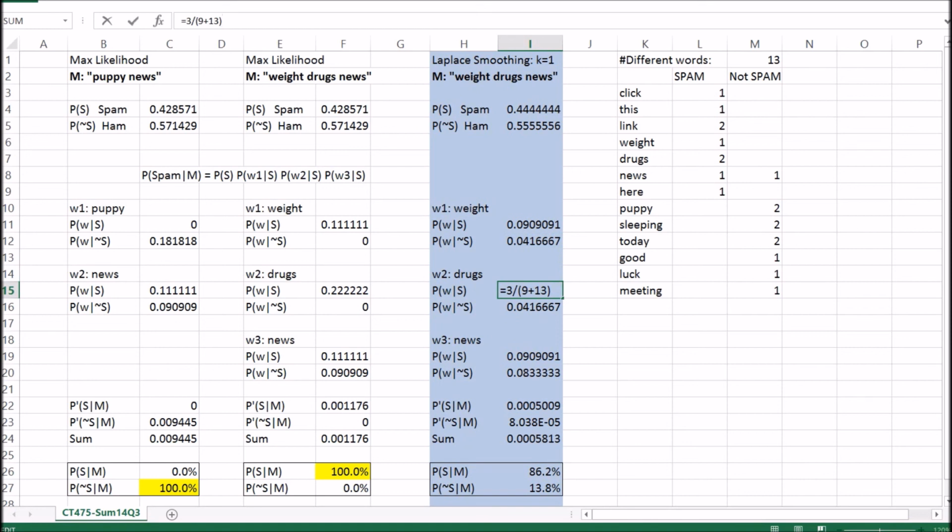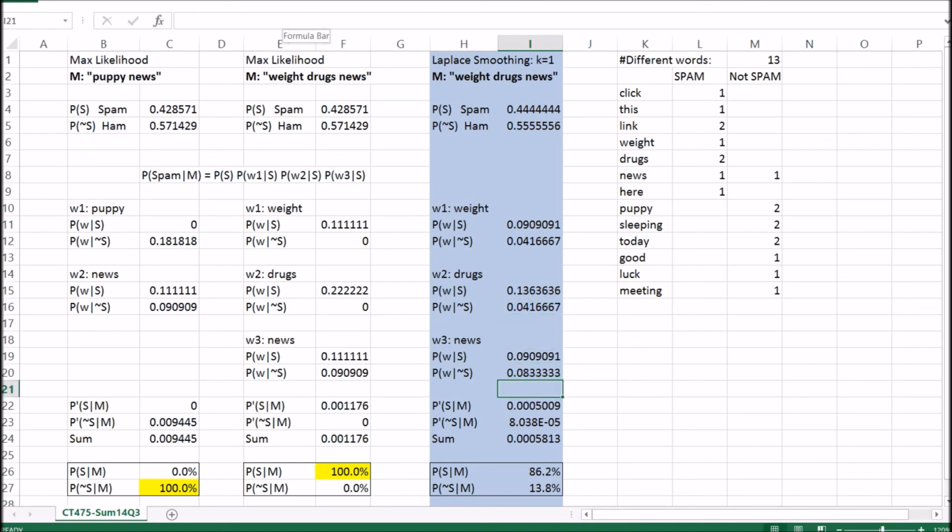Then, for the probability of the word drugs, instead of having 2, we will have 3 now, and the total number of spam observations is 13, because we'll assume that every single word appeared at least once in the spam list, and every single word appeared once in the non-spam list. So here, we're going to add the 13 observations, so instead of having 2 over 9, we've got 3 over 9 plus 13. And here, instead of having 0 out of 11, we've got 1 out of 11 plus 13.